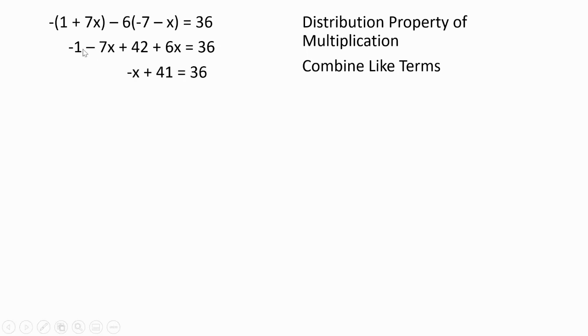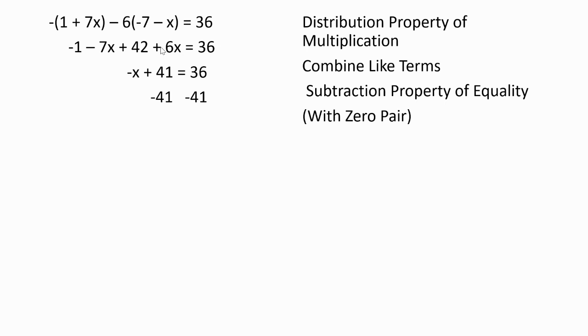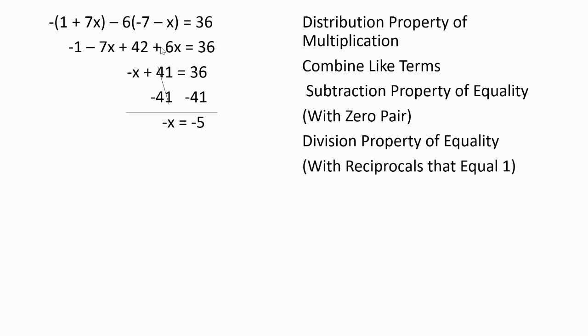And the negative 1 goes with the 42. That's where I got a 42. And a negative 7 and a positive 6 is a negative 1x. Okay, now I've simplified, so now I'm going to use a property of equality. So I'm going to subtract the 41 from both sides. And then I'll divide by negative 1. And remember, I'm only reducing the negative 1 right here, not the actual x. And x equals 5.